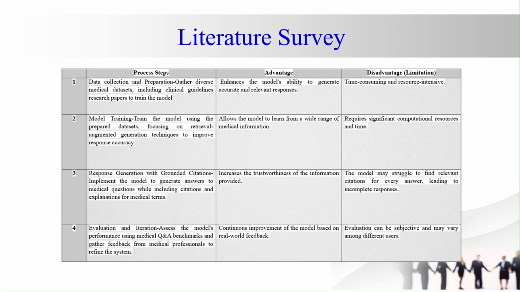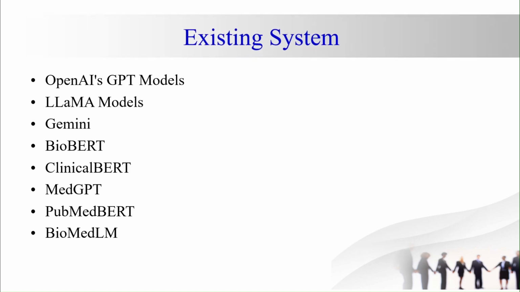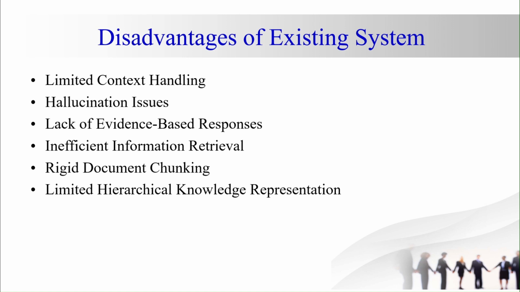We have done a literature survey by going through patents and many papers which tell about how the RAG model works and how the data is retrieved from the documents. We studied several existing systems such as GPT models by OpenAI and Gemini, BioBERT and ClinicalBERT. These models are useful but come with their own limitations. The challenges include limited context handling, hallucinated or made up responses, and poor support for evidence-based answers. Also, their document processing methods are too rigid and lack deeper knowledge connections.